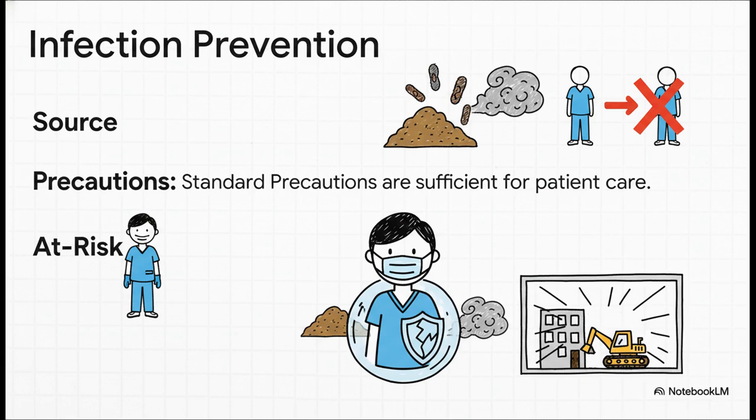Prevention is all about education, telling your immunocompromised patients to wear gloves and masks when they're gardening. And in the hospital, it means having really tight dust control during any construction.